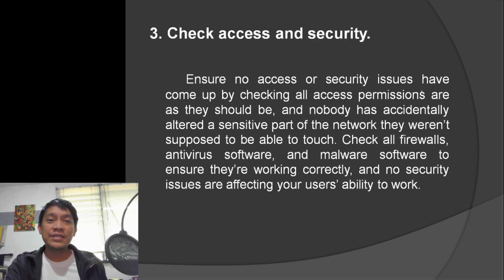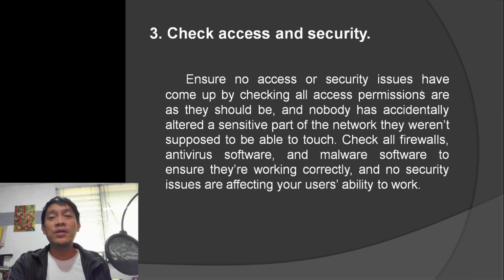Next is check access and security. Ensure no access or security issues have come up by checking all access permissions are as they should be, and nobody has accidentally altered a sensitive part of the network they weren't supposed to be able to touch. Check all firewalls, antivirus software, and malware software to ensure they're working correctly and no security issues are affecting your users' ability to work.